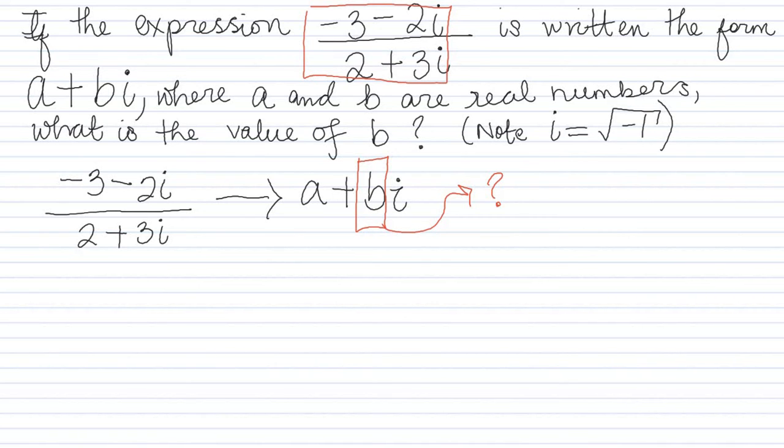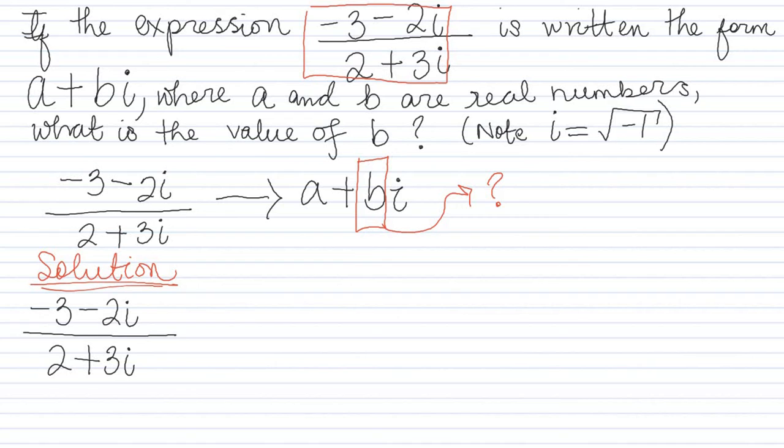But in order for us to get from a complex number fraction to a + bi, what we have to do first is solve it and simplify. So we're going to start doing that now. So you have (-3 - 2i) divided by (2 + 3i). The first thing you need to know is this. Anytime you have a question like this where the denominator has the imaginary number i, in this case 3i, that's the imaginary part of the entire complex number in the denominator, which is 2 + 3i.